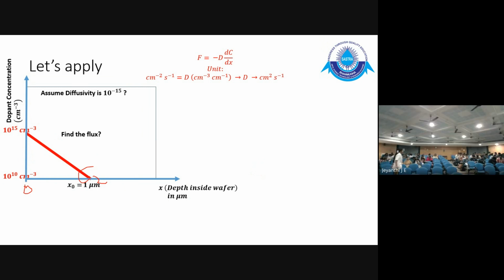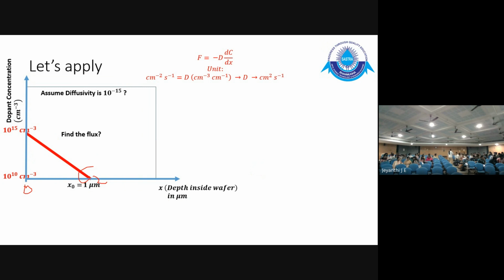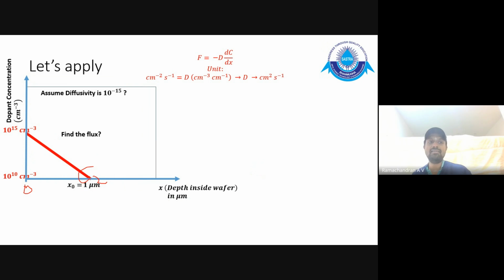Is the question clear? 0.0001 minus 0.1. This very small number is not going to make any difference. So it's again going to be minus 0.1 only. Similarly, 10 power 10 minus 10 power 15 is 10 power 15 only.